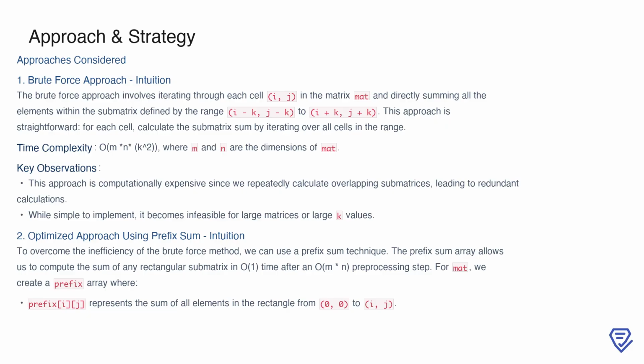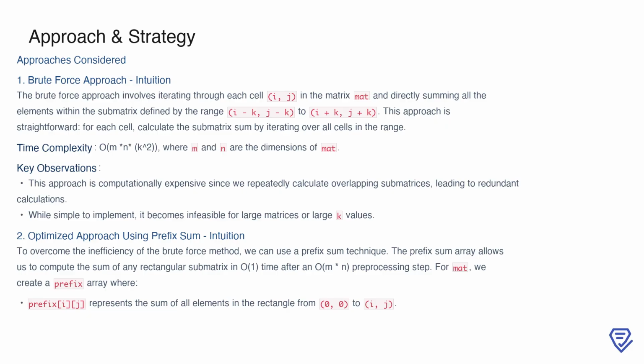To solve the matrix block sum problem, we first consider the brute force approach. The idea here is simple. For every cell in the matrix, we calculate the sum of elements within a submatrix centered at that cell. This submatrix is defined by the range extending k steps in all directions. While this method is intuitive and straightforward to implement, it has a significant drawback. It involves recalculating overlapping submatrices repeatedly. This redundancy makes the brute force approach computationally expensive, with a time complexity of O(m times n times k squared). As the matrix size or the value of k increases, this approach quickly becomes impractical.